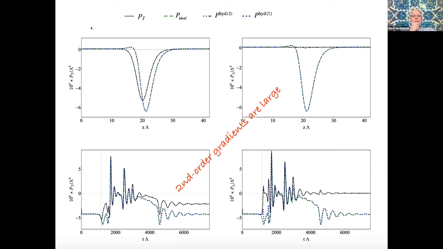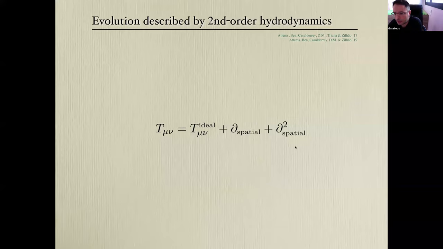I'm surprised that second order is so accurate, because if the second order gradients are large, what about the third and fourth? Absolutely. Thank you, Mark, for the question. That is related to what I didn't explain here. Let me give you an answer in a nutshell, and I can expand at the end if you want.